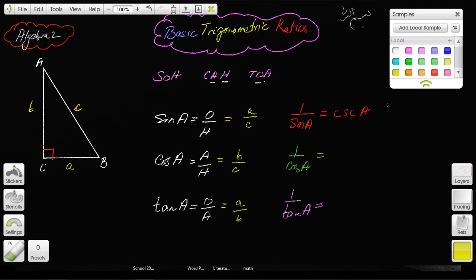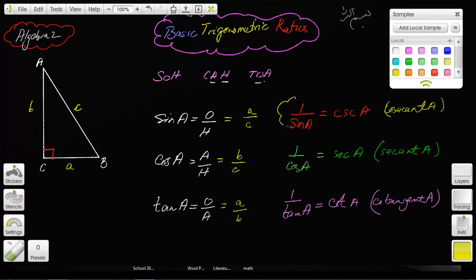Okay, so cosecant, S-E-C-A-N-T, cosecant of A. And 1 over cosine of A, or inverse of cosine of A, is going to be secant of A. This is S-E-C-A-N-T. These are just another bunch of ratios also, right? And then 1 over tangent of A is cotangent of A. Okay, so these are 3 new ratios that we have to learn.